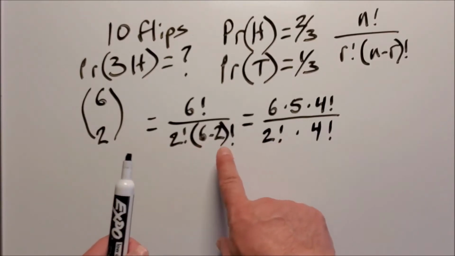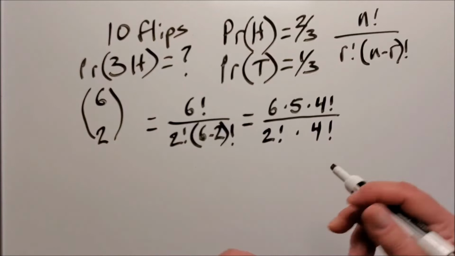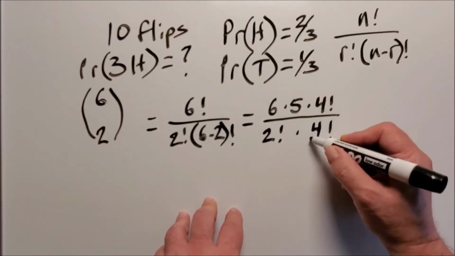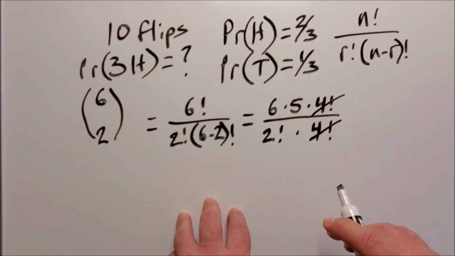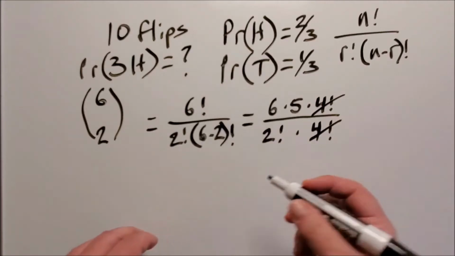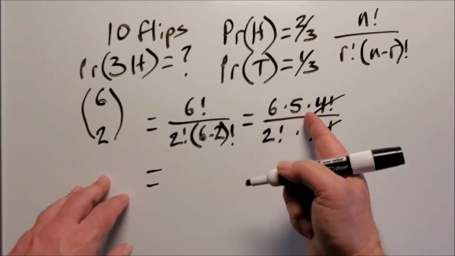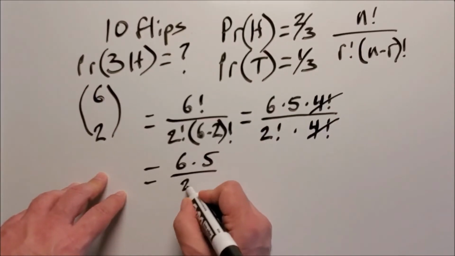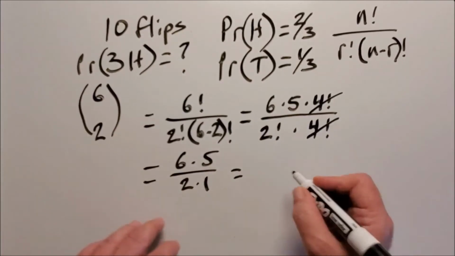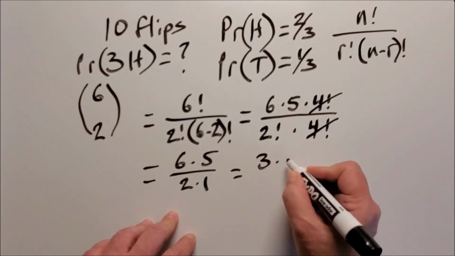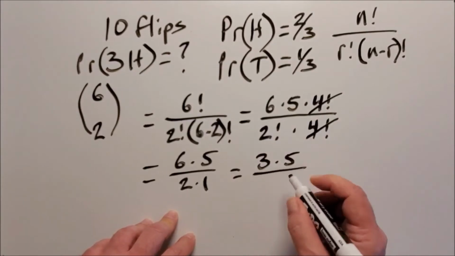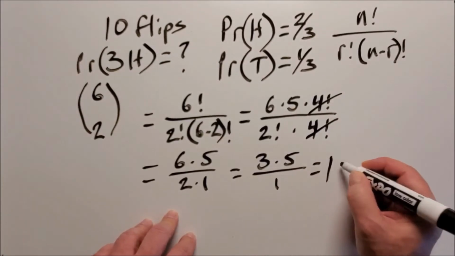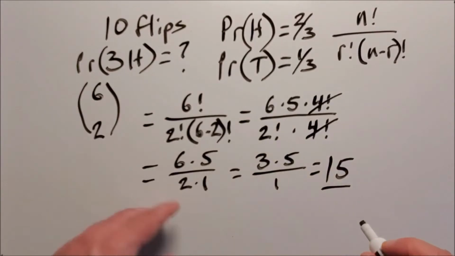And then I'm multiplying it by 4 factorial because, and this would go a lot faster if I wasn't jabbering while we're doing this, those 4 factorials go away immediately. So we have 6 times 5 over 2 factorial, and that's just 3 times 5 over 1, or 15. So 6 choose 2 is going to be 15.